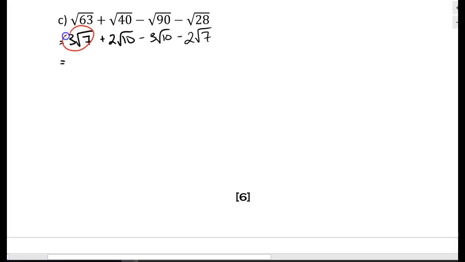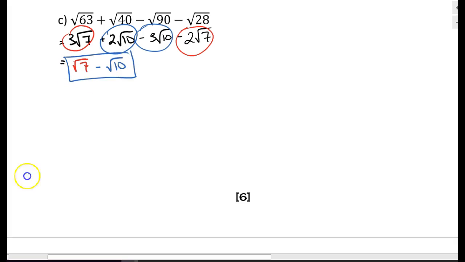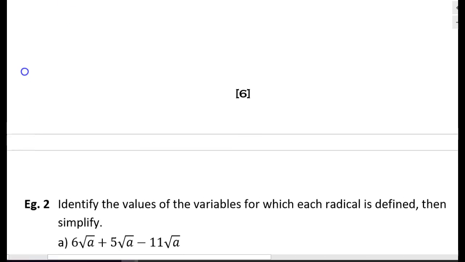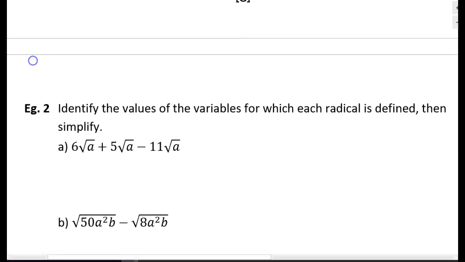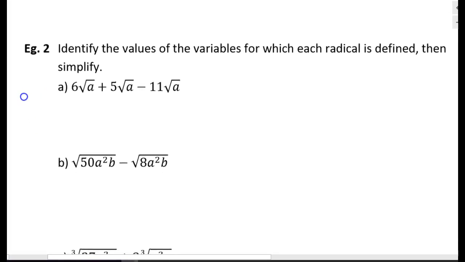From here, I've got 3 minus 2 is going to give me root 7. And then 2 minus 3 is going to be negative root 10. So that'll be my final answer. So always looking to simplify those radicals, get them in their lowest form, and then we're going to look to combine them.